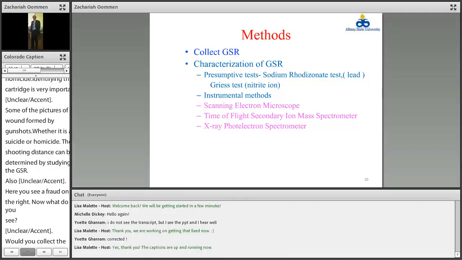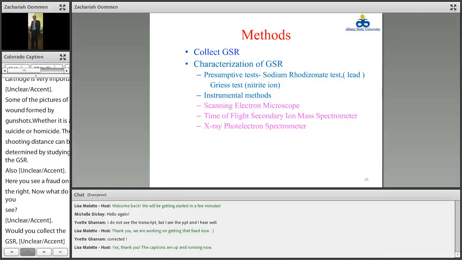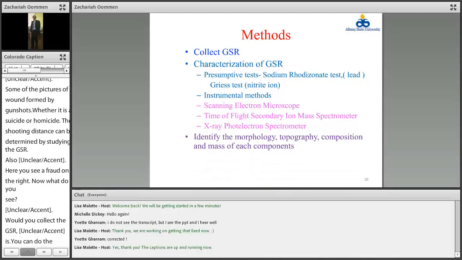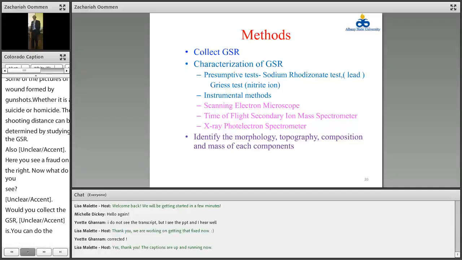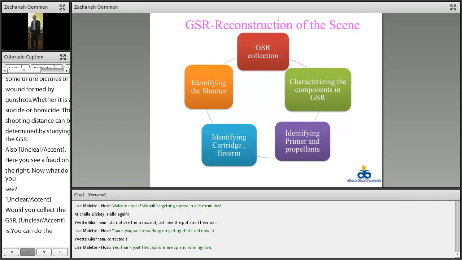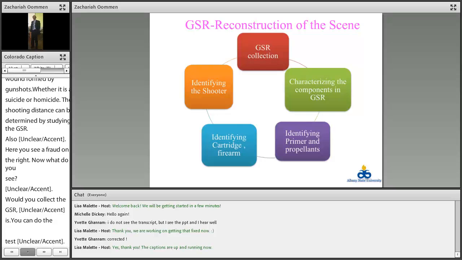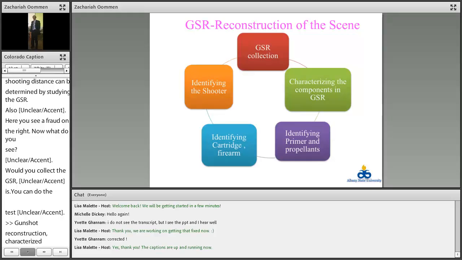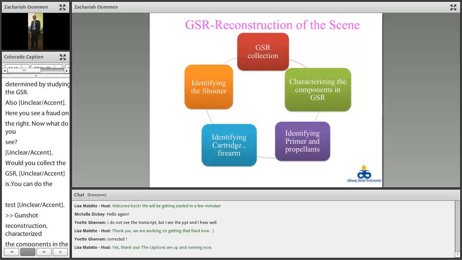For the presumptive test, you can do the lead test for lead as well as for nitrate ion. And for the instrumental analysis, as I mentioned earlier, I have three instruments. Here you measure the morphology, topography, composition and mass of each component. So the reconstruction is just to collect the GSR and characterize the components in the GSR. By characterizing the components in GSR, you are identifying the primer and the propellants. That means you are identifying the cartridge. Then it is possible to locate the identifier.